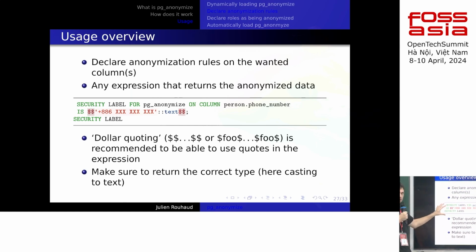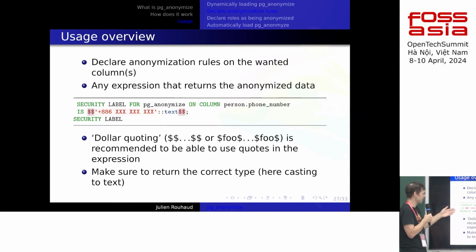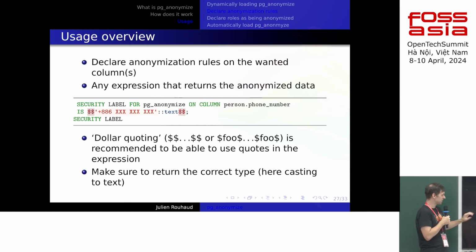Which is very bad as anonymization. It assumes everyone is Taiwanese, which is hopefully not the case, but that's just a very simple example to show it's actually outputting something different than the original data. A recommendation is to use dollar quoting, which is $$.